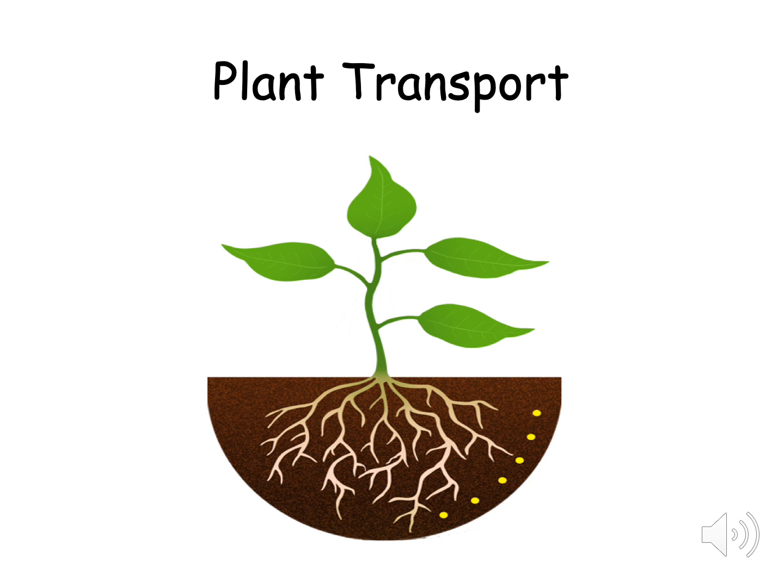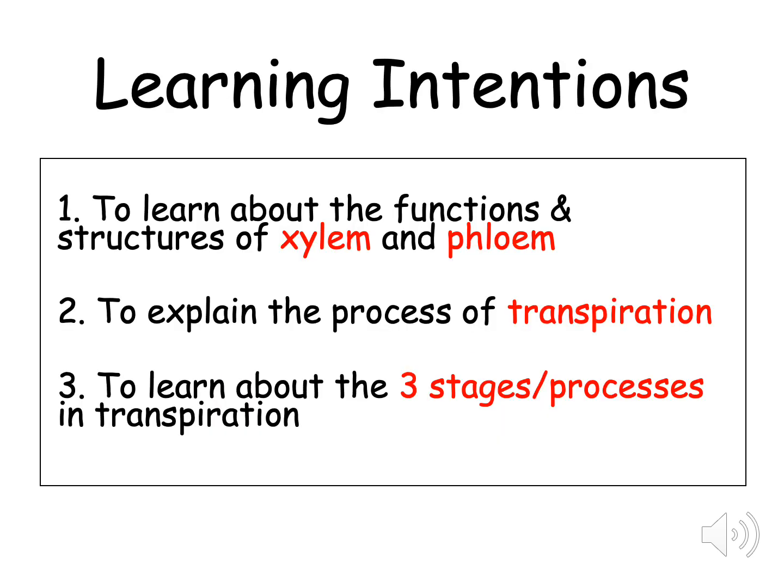Most of you have worked through the majority of the multicellular organisms unit. We're now going to move on to the second last area of the unit, called plant transport. There are 3 learning intentions this week. The first is to learn about the functions and structures of the xylem and phloem, which are components of the plant stem. The second is to explain the process of transpiration. And the third is to learn about the 3 stages and processes that occur in transpiration itself.